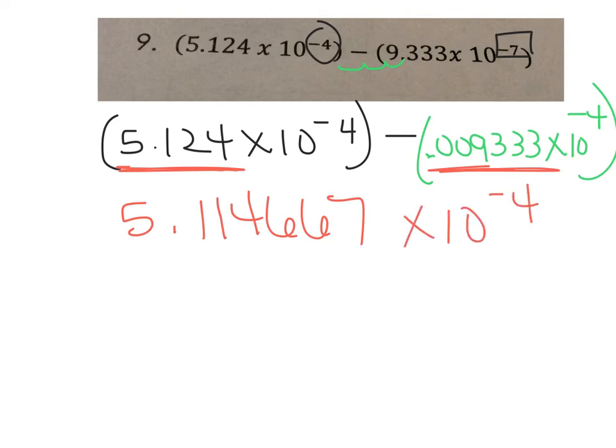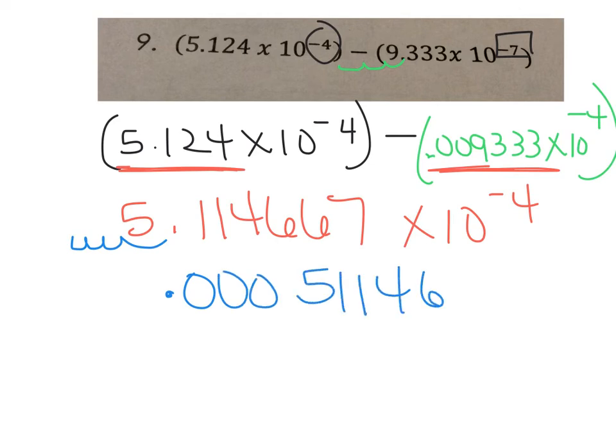There's my scientific answer. My standard answer, I need to move the decimal 4 to the left. So 1, 2, 3, 4. So I get 0.0005114667. Common mistakes I saw was we would leave out a 1 or a 6, and some of us get lazy and we don't write the decimal. So those are things that I saw as common mistakes.